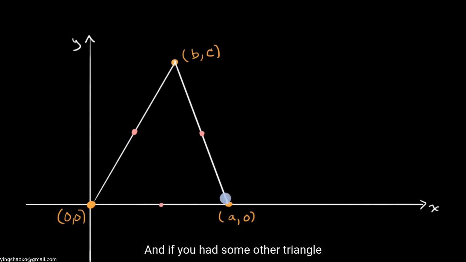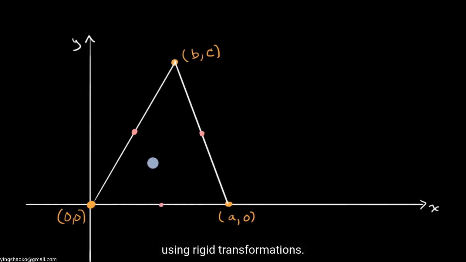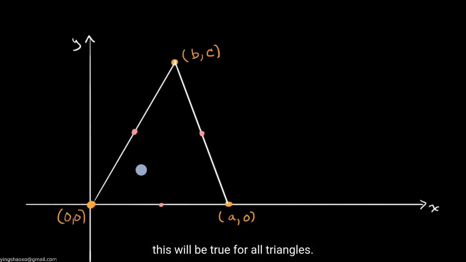And if you had some other triangle that had the same dimensions as this one, and this one can have any dimensions because we haven't defined a, b, and c, you could go from this triangle to any of those other ones using rigid transformations. So if we can prove that the medians of this general triangle always intersect at one point, this will be true for all triangles. So let's do a little bit more.